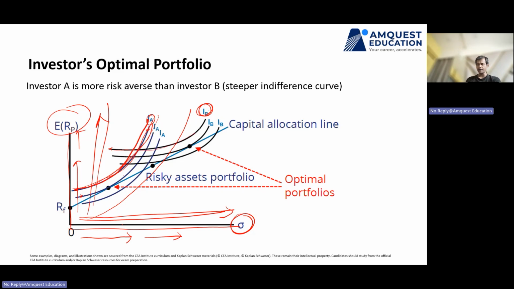I have investor B here, and this is investor A, this is investor A, this is investor B. Okay, investor A is asking for so much return at this risk, right? Only so much return. But investor B is asking for so much return. Who is more risk averse? Investor A or investor B? B. Who is more risk averse? From this diagram.